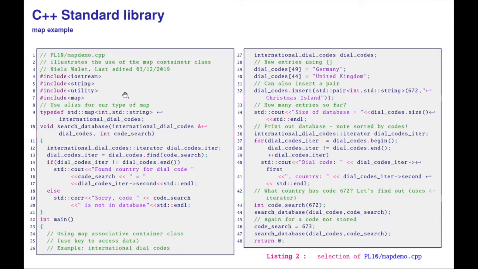And if you look over here, you include a string, a utility, a map. You define a map which has commands, a string and international dial codes, right? That's a map. You've got an integer and a string, and that would be international dial codes for a country. And I write a search database function that essentially iterates through this thing and searches for a given code in the list, and of course it then checks where it ends up at the end, finds an entry for the dial code, else standard error: code is not in the database. So okay, this actually searches for a code.